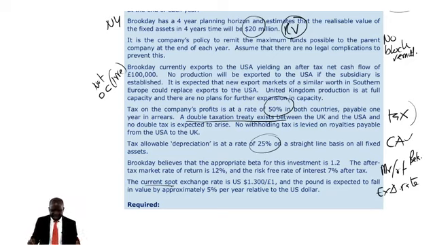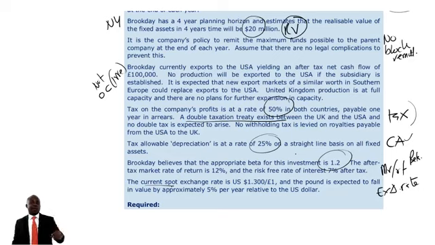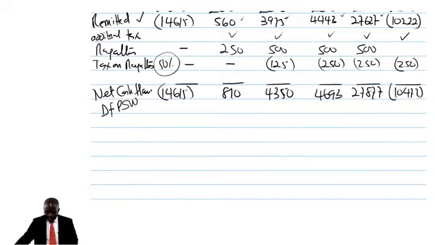So when I come here, they said Brockday believes that the appropriate beta for this investment is 1.2. So if the beta for this whole investment is 1.2, I told you whatever beta you are putting in the CAPM formula is going to give you the resulting cost of capital. We don't use CAPM to calculate only cost of equity. So when I put the overall beta of a project into the CAPM, it should give me the overall cost of capital of that project.